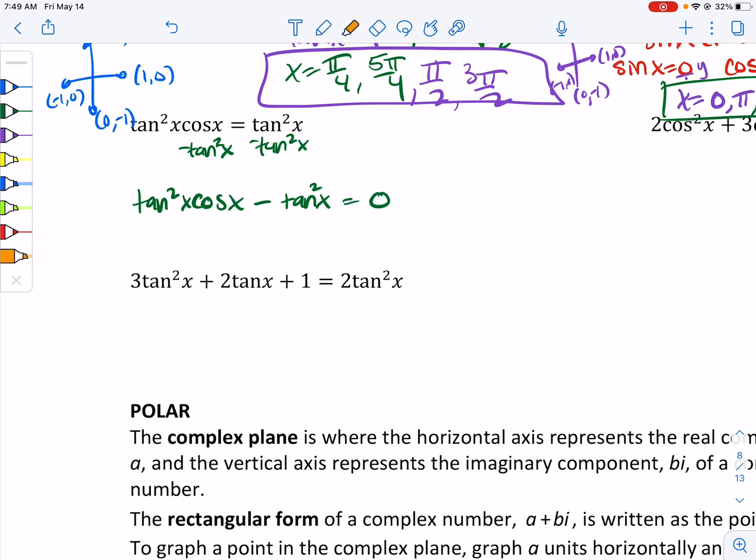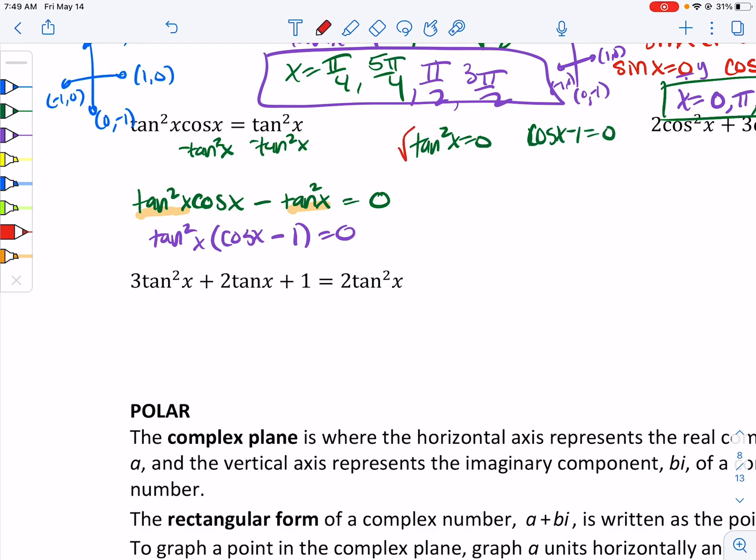So notice this has a common factor of tangent squared. If I take out the tangent squared of x, that gives us cosine of x minus 1 equals 0. Right? Because tangent squared cosine divided by tangent squared is cosine. Tangent squared divided by tangent squared is 1, and now I keep the minus sign. So now we're going to set each factor equal to 0. Well, that gives us tangent squared equals 0, and then cosine of x minus 1 equals 0.